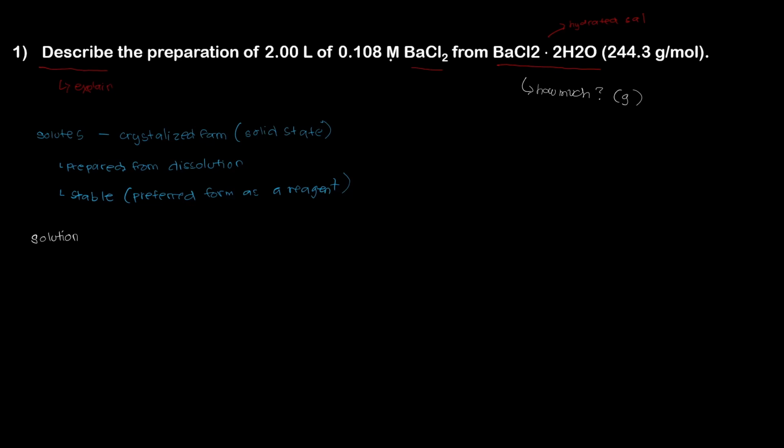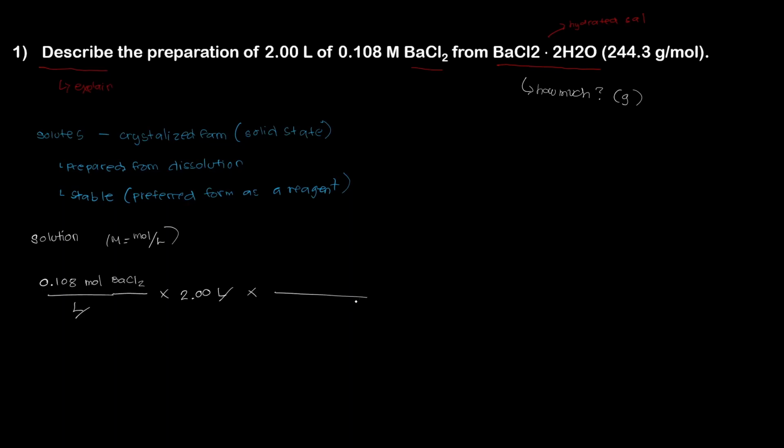Okay, so let's start with the concentration, which is 0.108 molar BaCl2. So that's mole per liter, right? Because molar is mole per liter. Okay, so this is mole BaCl2. In order to cancel the liter, we use this given volume. We have 2 liters, okay, 2 liters. So now we are left with mole of BaCl2.